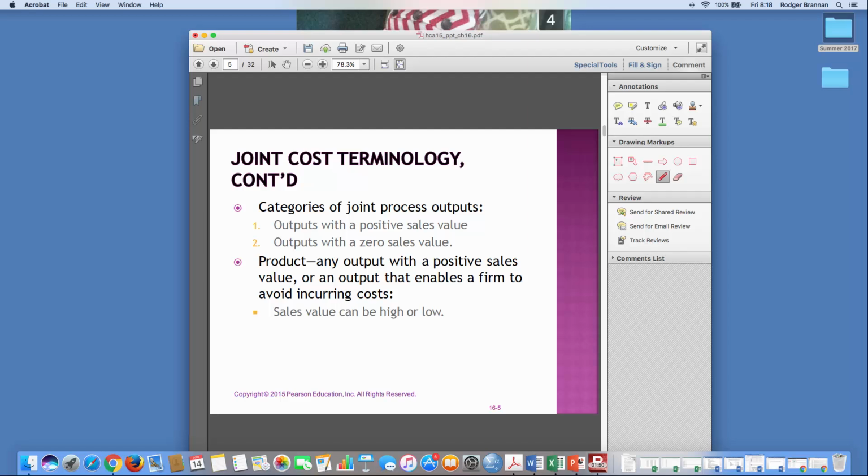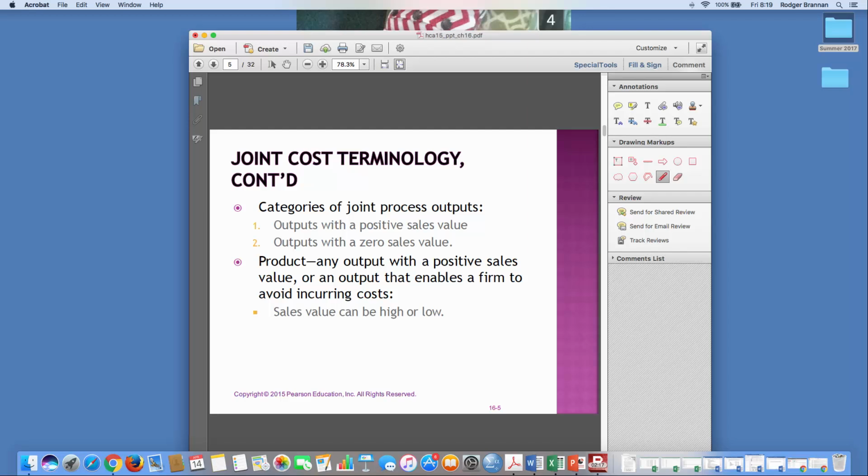Now, generally, I don't try to make a huge issue out of the major product. We'll talk mostly about products versus byproducts. A product is anything that generally has some sort of positive sales value. Some products can actually have a negative value, in the sense that you have to pay to get rid of them. Hazardous materials would be a good example of that.